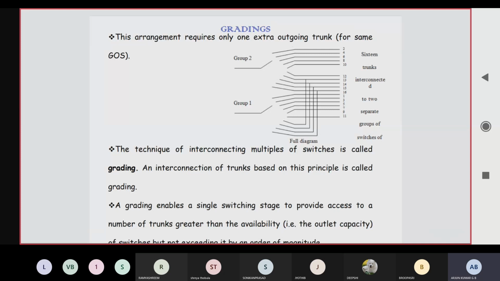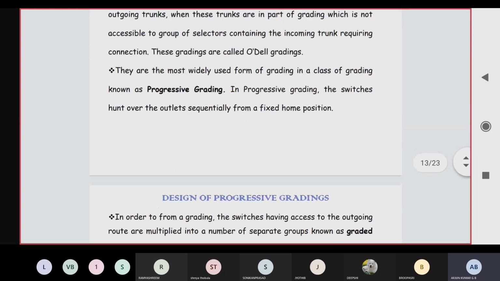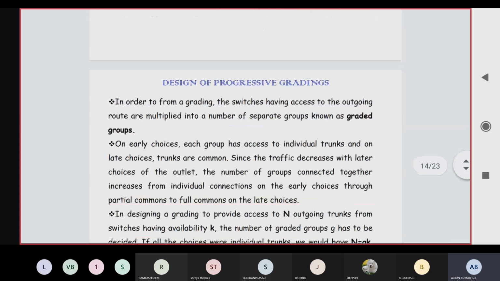Using some formula, we can calculate the grading. Grading is nothing but interconnection between the trunk lines. Generally, the interconnection between the trunk lines is called grading. But how many lines should be interconnected? For 20 lines, either 4 lines interconnected or 6 lines interconnected, whichever gives better efficiency and grade of service, we calculate by using this progressive grading. Design of progressive grading.